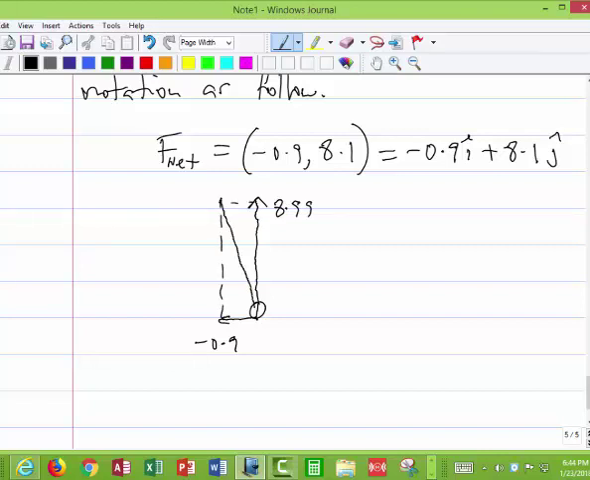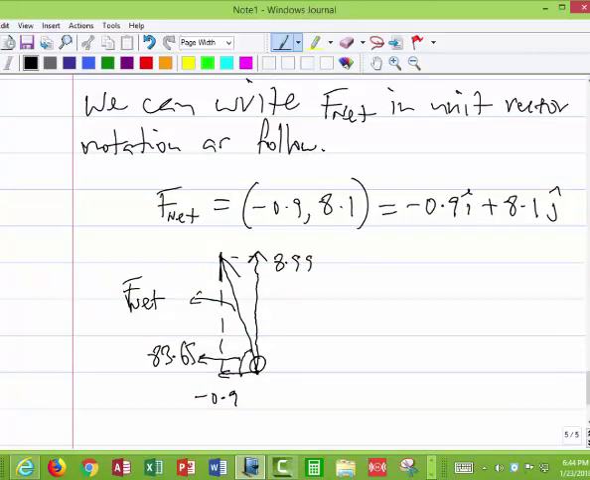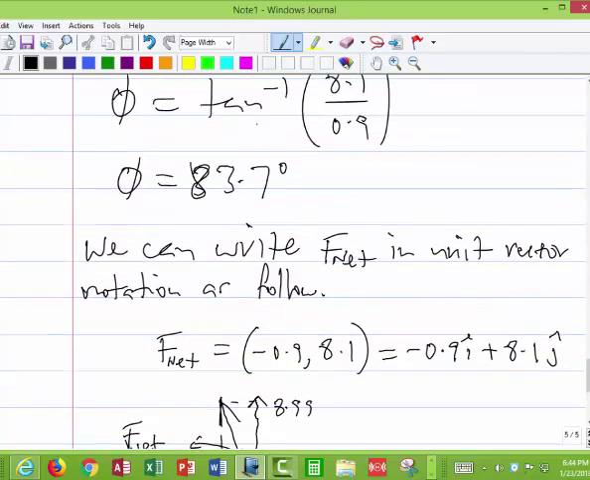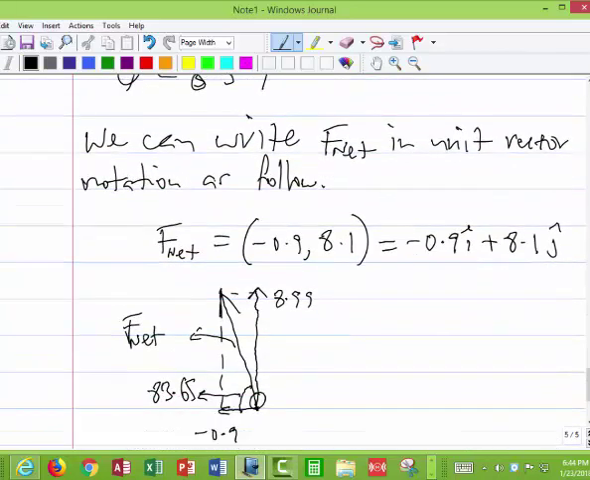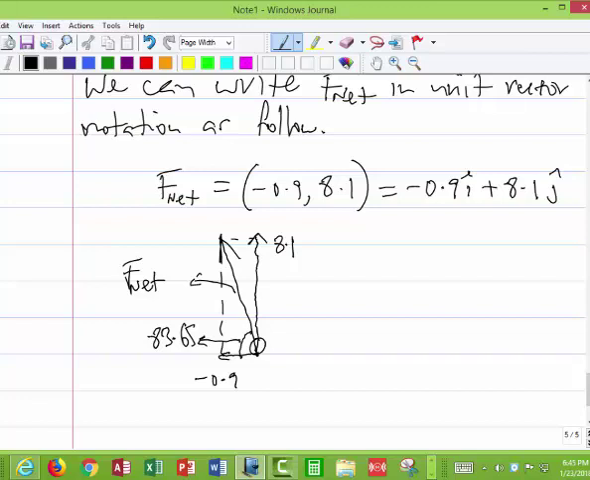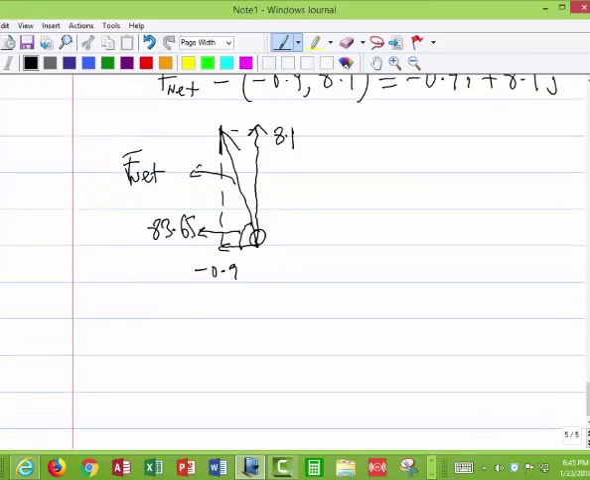So this is 8.99. So if you think of it, your direction is going to be like that. So this is basically what we have. So this is our angle, 83 degrees, 83.65, I think it was. And this is your net force. You all see that? So the y component is the tall one there, 8.1 actually, not 8.9, 8.1. And the x component is negative 0.9. So the x component is very short. That explains why we have an angle close to 90 degrees. You all see that?